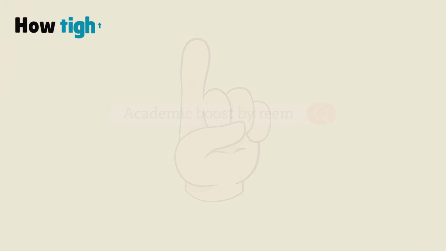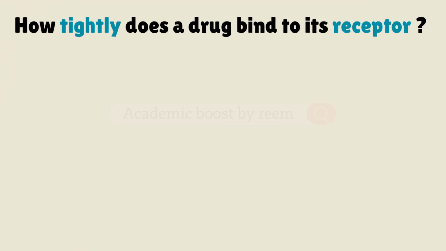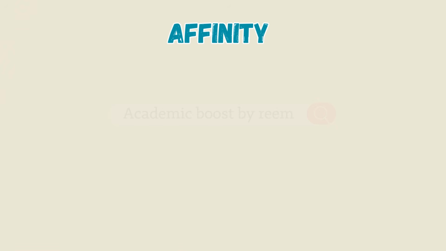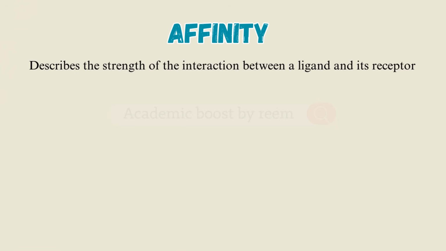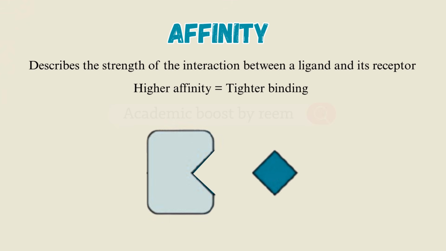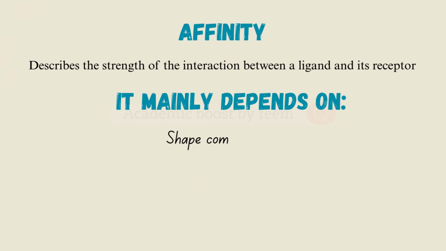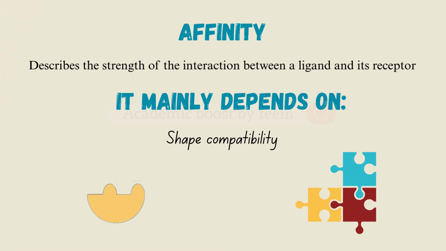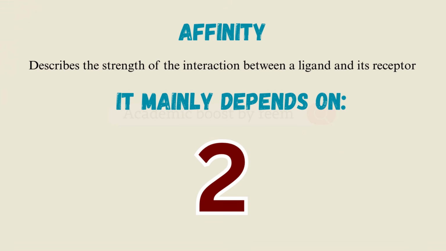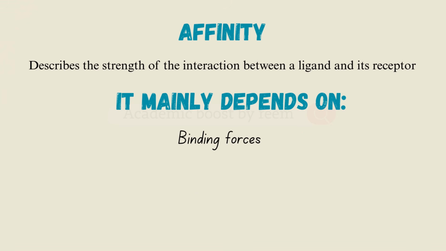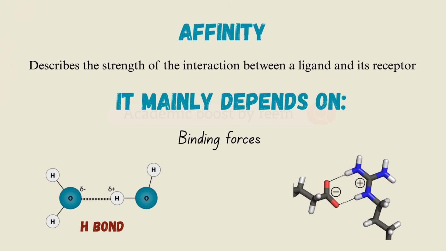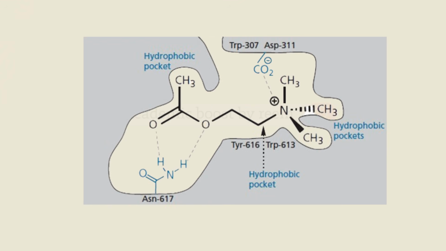First, the answer to how tightly does a drug bind to its receptor is affinity. Affinity describes the strength of the interaction between the ligand and its receptor. Higher affinity means tighter binding. Affinity mainly depends on, first, shape compatibility, how well the drug matches the receptor's structure. Second, binding forces, interactions like hydrogen bonds and ionic attractions between the ligand and its receptor.